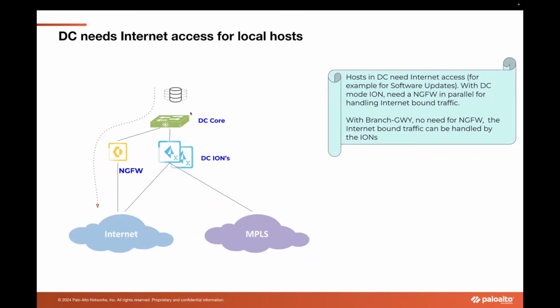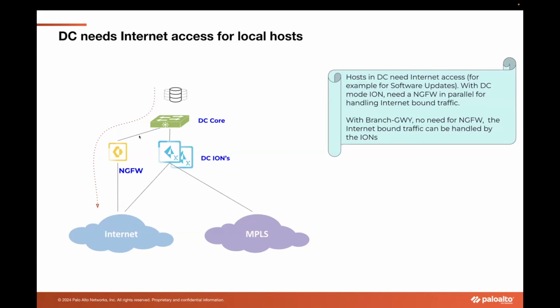Another scenario is, let's say a data center where you have deployed your IONs in the DC mode to date. You might have applications sitting in the data center which might need to go out to the internet, for example to get a Microsoft update or virus AV updates. In these scenarios, the DC ION would not be able to handle that outbound traffic because there is no NAT functionality or firewall functionality on the DC mode ION.